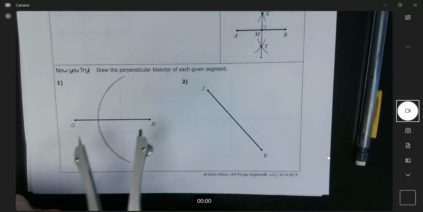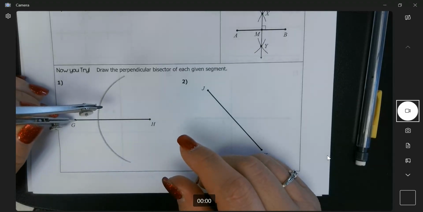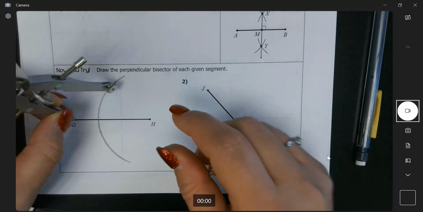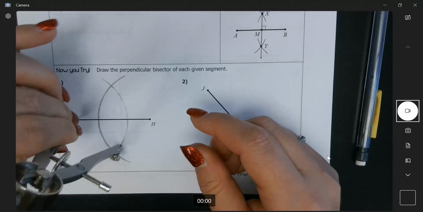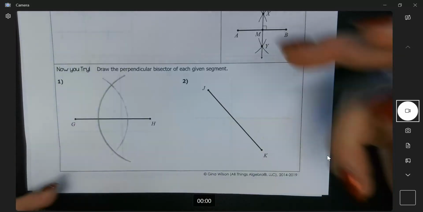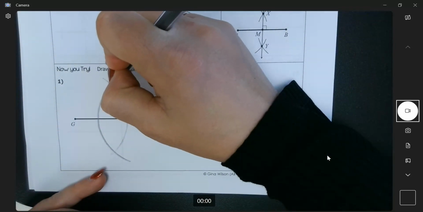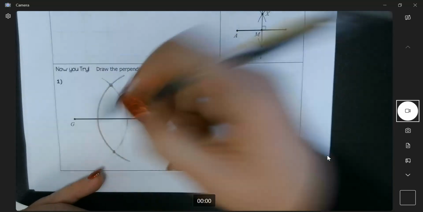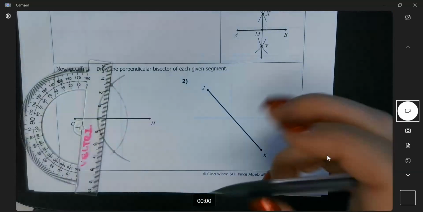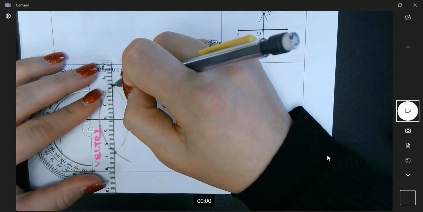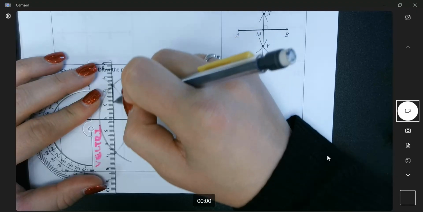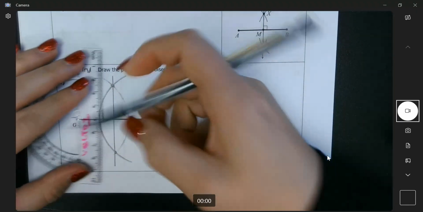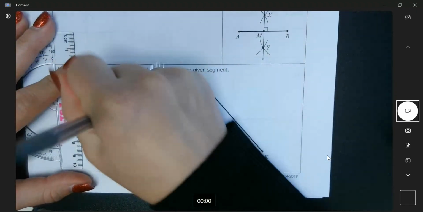Keep your compass stretched exactly the same and just place the point at G now. And again, make an arc above and below. Where you see the two arcs intersect, make those points, and then just connect them with your ruler. Mine's a little off.